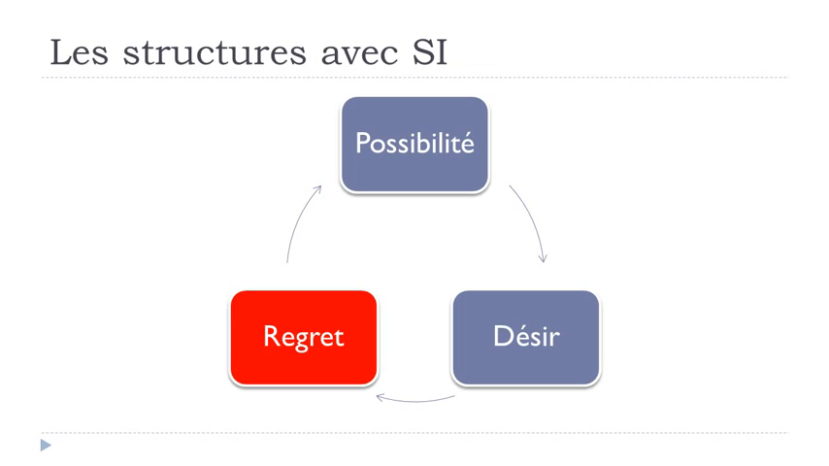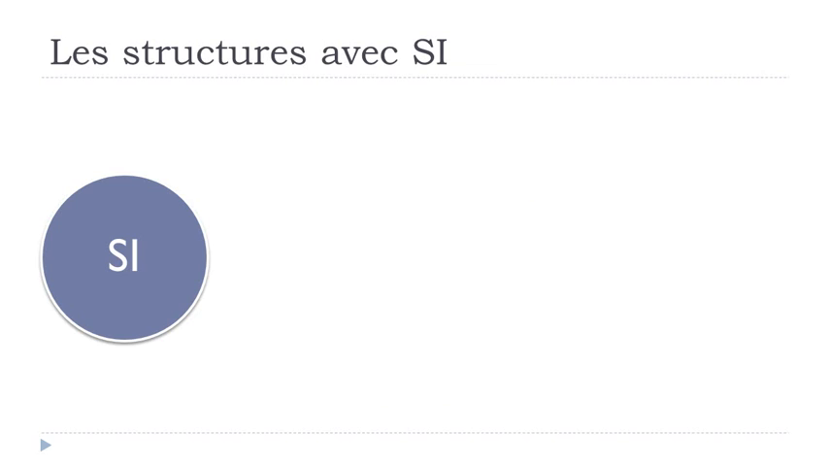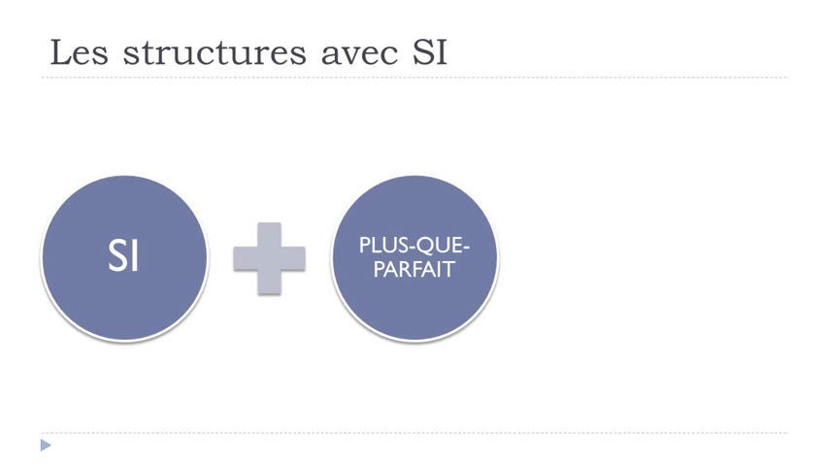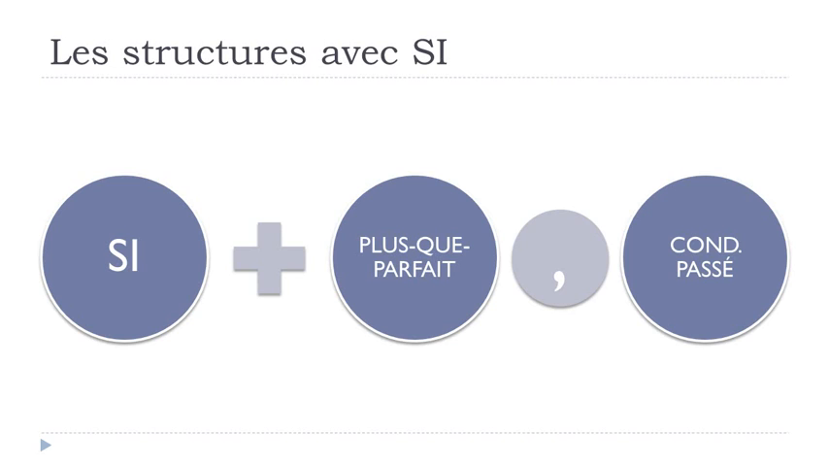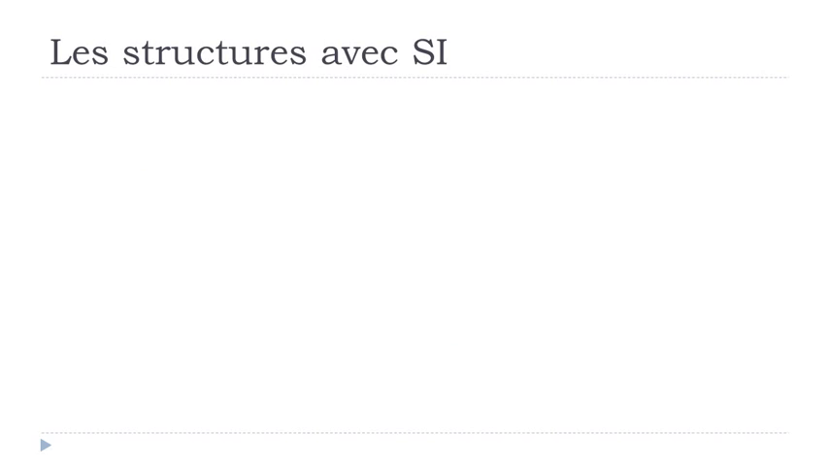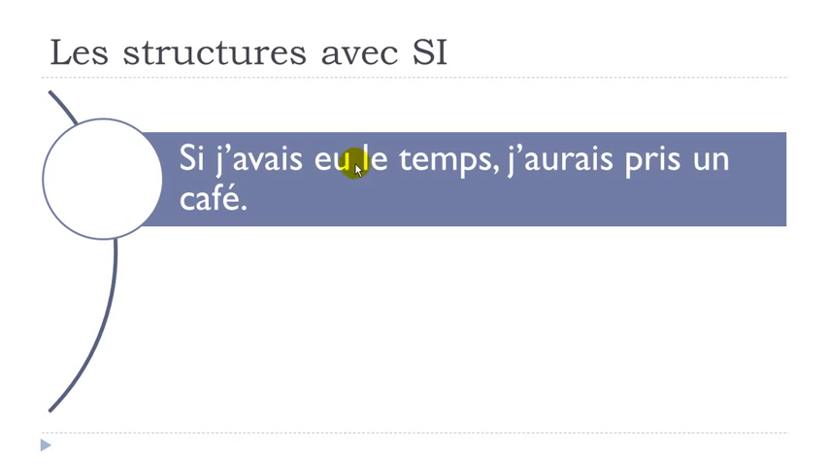And the last one, le regret. And only if we want to express this regret concept, then we will start with si, and it should be followed by le plus que parfait. And after that, you will put conditionnel passé. So this structure is really when you regret something. So it's over now. It's not possible to change anything because it's in the past, okay? But then, let's see one example. Si j'avais eu le temps, j'aurais pris un café, okay? And the main concept with that structure is that it's over, so it's not possible. So you just regret that.